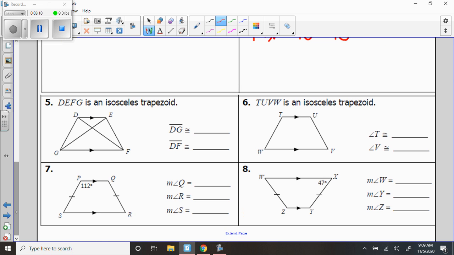So that moves us down to 5 through 8, where we have isosceles trapezoids. Now look at number 5. These are diagonals. Okay? DG, well, we have these pieces are equal, so these are the sides. These are called legs. And then DF is the diagonal, and those two are equal as well. So that's going to be equal to EG.